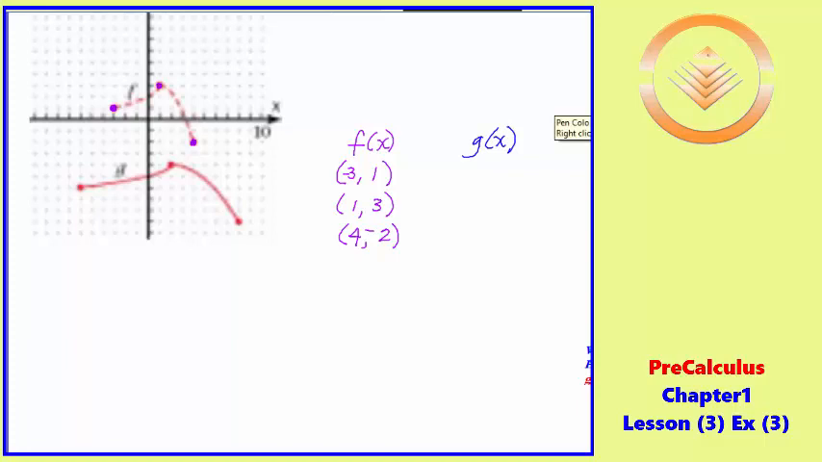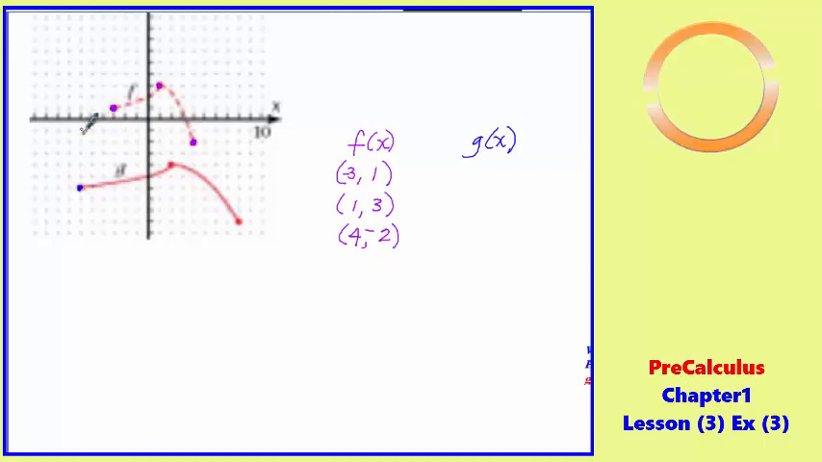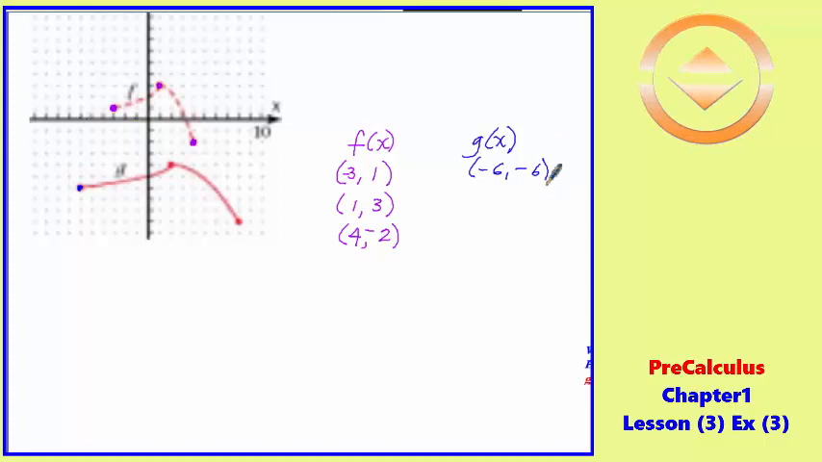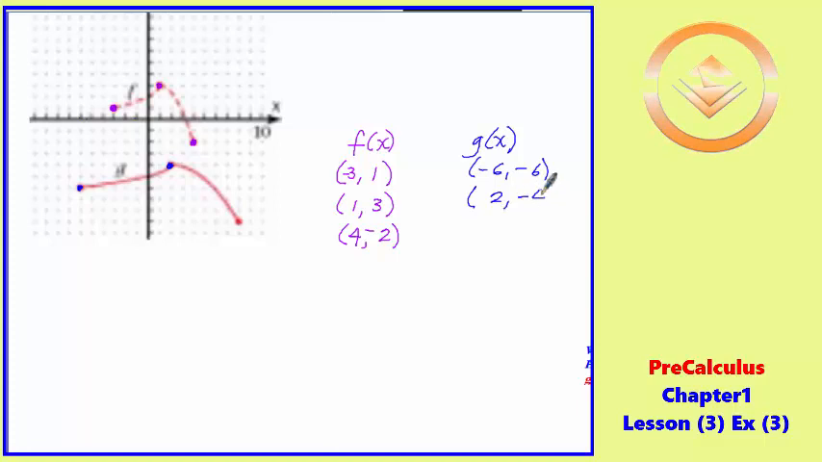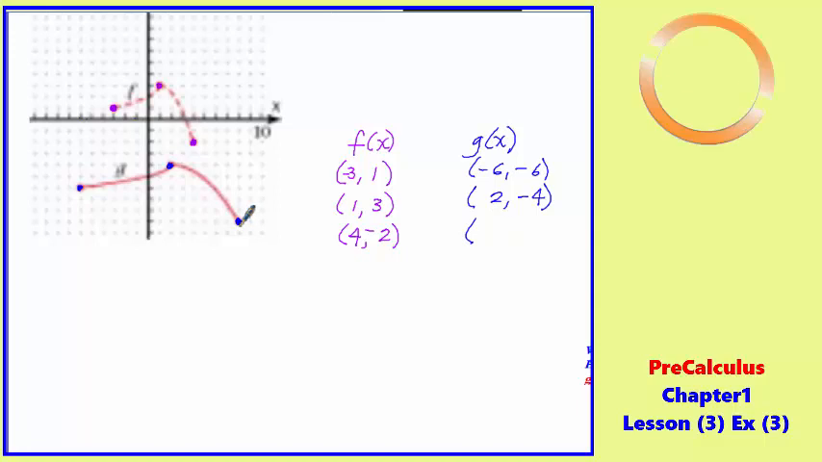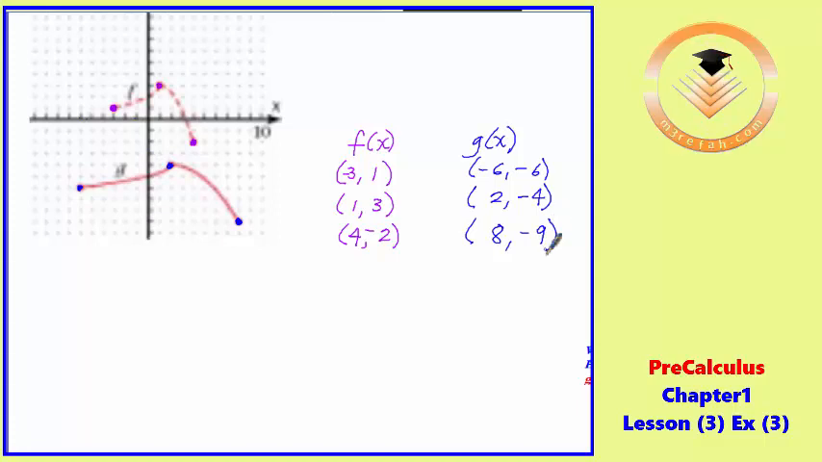Our g of x, the first pair of points is 1, 2, 3, 4, 5, 6, negative 6, and 1, 2, 3, 4, 5, 6, so negative 6, 6. The second point is 1, 2, so it's 2 and 1, 2, 3, 4, so 2, negative 4. And our third pair of points is actually 1, 2, 3, 4, 5, 6, 7, 8, so 8 and 1, 2, 3, 4, 5, 6, 7, 8, 9 for the y coordinate. So negative 9.